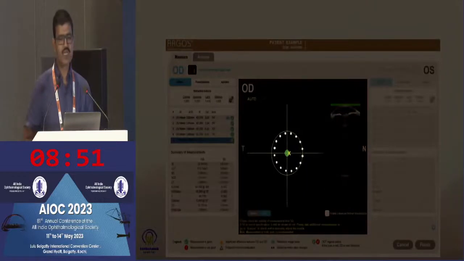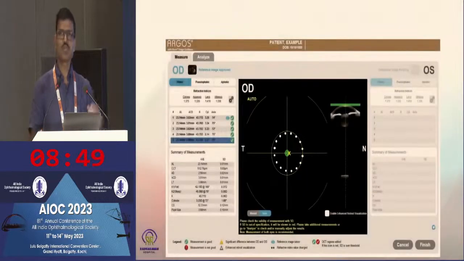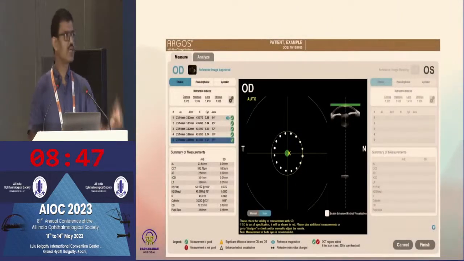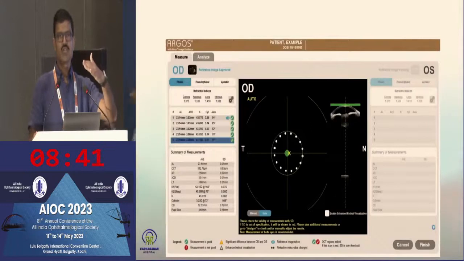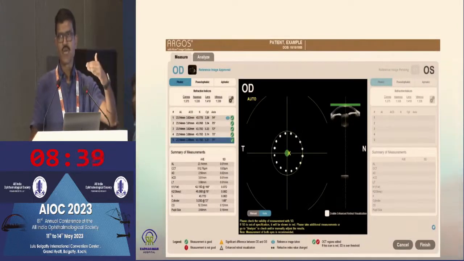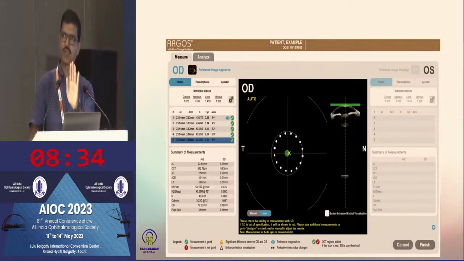This central green should be aligned with a cross. That's when you should click the joystick to start taking the measurement. That's one. And second is this green line out here. As you can see, it lies parallel to the corneal vertex. If it does not lie parallel to the corneal vertex, then you know that the eye has not been properly aligned to the machine. Then you have to retake the whole reading.